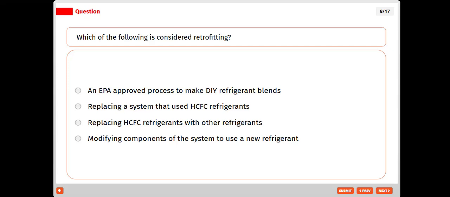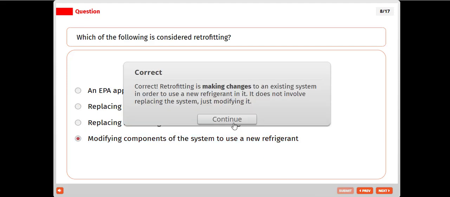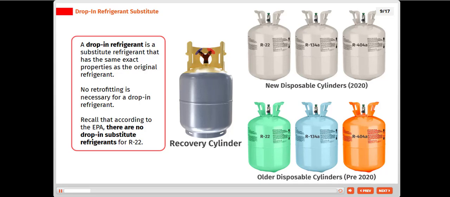Which of the following is considered retrofitting? An EPA-approved process to make DIY refrigerant blends, replacing a system that used HCFC refrigerant, or replacing HCFC refrigerant with other refrigerants, modifying components of the system to use a new refrigerant. Yeah, a drop-in refrigerant is a substitute refrigerant that has the same exact properties as the original refrigerant. No retrofitting is necessary for a drop-in refrigerant.